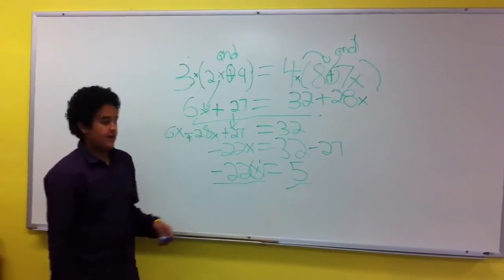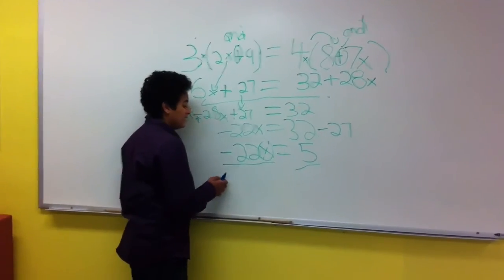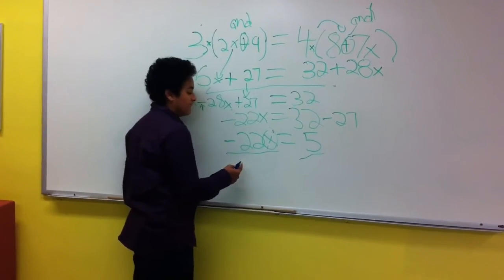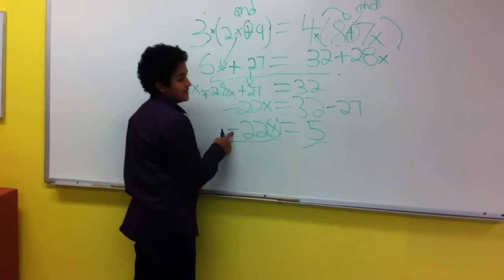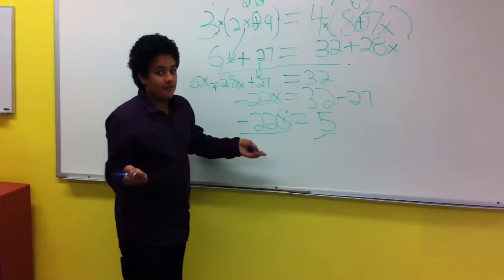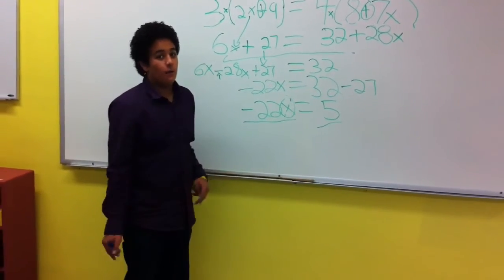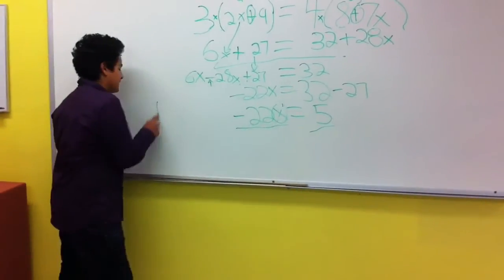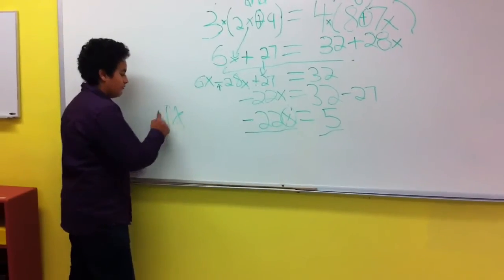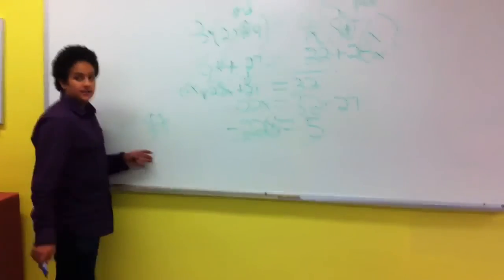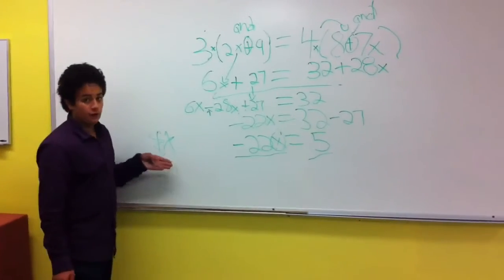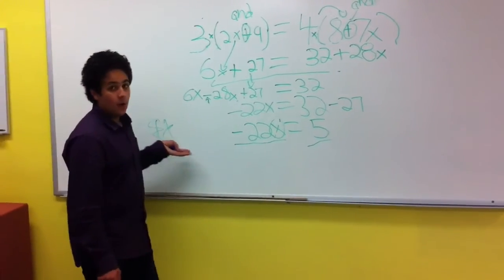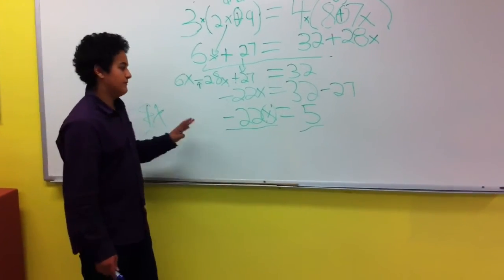Okay, so now we want to get this x alone down here. In order to do that, you want to divide negative 22 by negative 22. Because negative 22 divided by negative 22 equals 1x. And 1x is essentially the same thing as x. So if you see 1x, you don't draw that. It's just x. Because x is always a value of 1 if it's just straight up x. Or it's a variable, but don't worry about that.